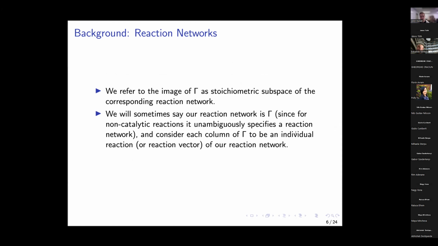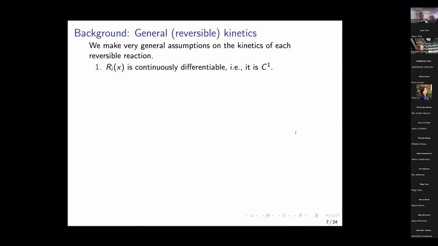And yeah, as I mentioned earlier, we sometimes refer to the columns of gamma as the reactions, just kind of going back and forth. So the assumptions are all right. I mentioned mass action kinetics, but the assumptions we use in this paper are more general. First assumption: the R_i are continuously differentiable.